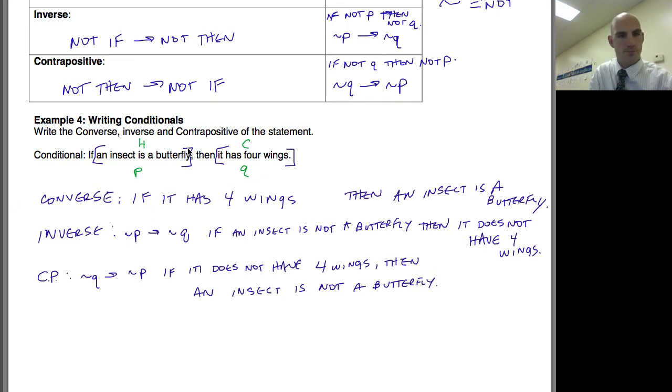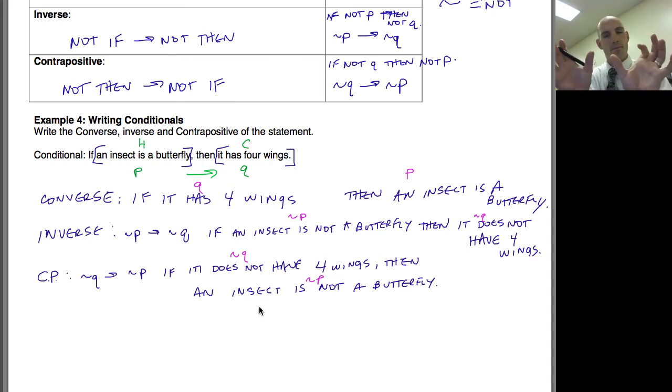So, to review, I have P, then Q. In the converse, I have Q here, then P. Inverse, not P, not Q. Contrapositive, not Q, and not P. That's all there is to it. If you memorize that chart, it's simply making them negative and switching them. All right, that's logical statements in a nutshell. We'll see you next time.